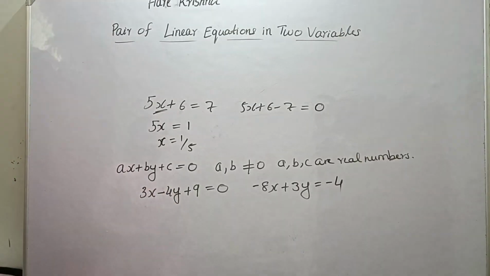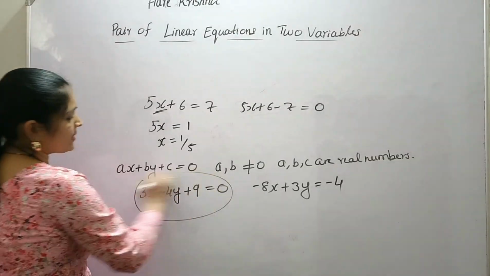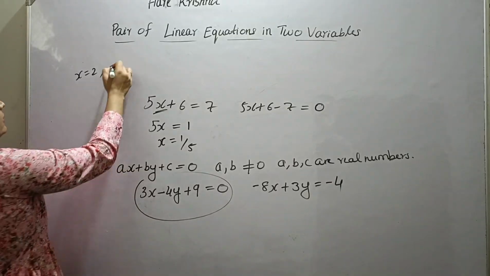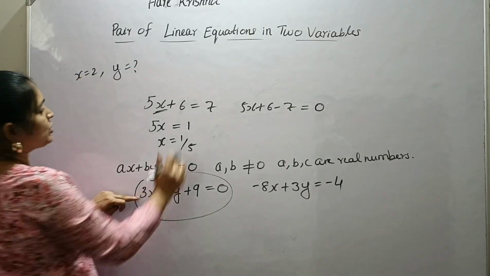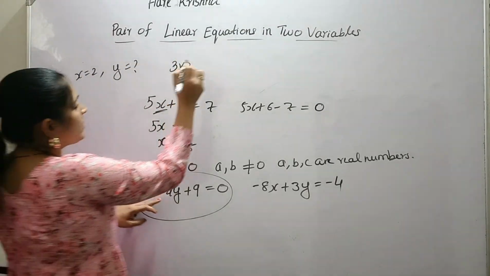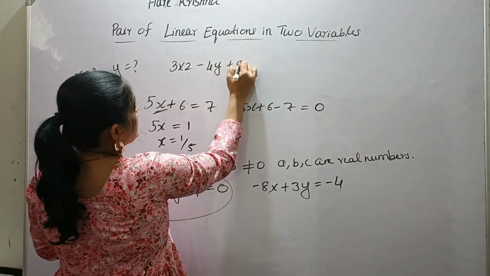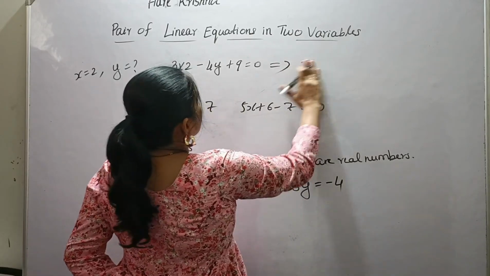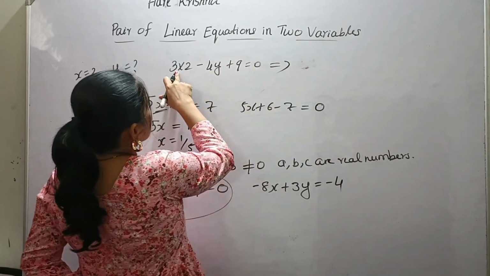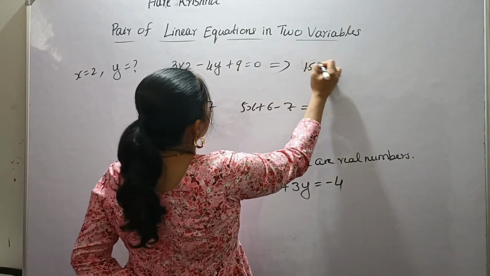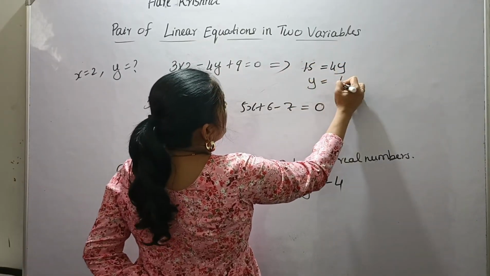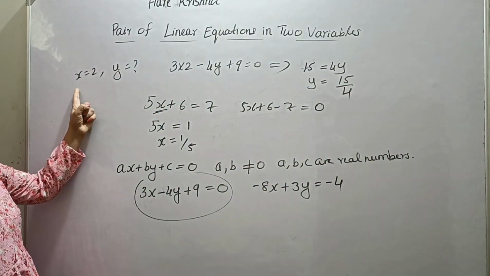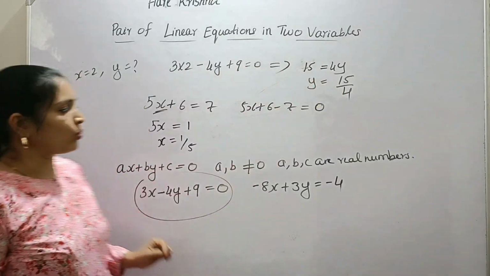First of all, let's consider only this equation, 3x minus 4y plus 9 is equal to 0. When x is equal to 2, what is the value of y here? Substitute x is equal to 2 into 3x minus 4y plus 9 is equal to 0. That implies, take 4y to the right side. So here 6 plus 9, that is 15, is equal to 4y. So y is equal to 15 divided by 4. See here, when x is equal to 2, y is equal to 15 by 4, right?